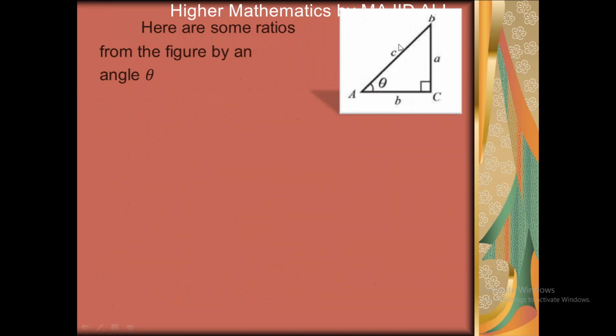Now here we see that there are six ratios that can be found by using the triangle. The first ratio is A over C, A side divided by C side. Next is B side divided by C side, and third is A side divided by B side. These are the three sides, and three are the reciprocals. First is C over A, C divided by A side. C over B means C side divided by B side, and the last is B side divided by A side.